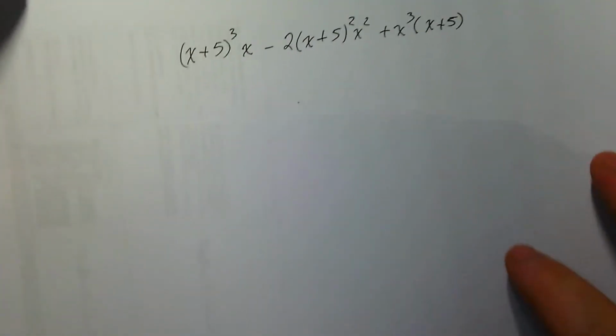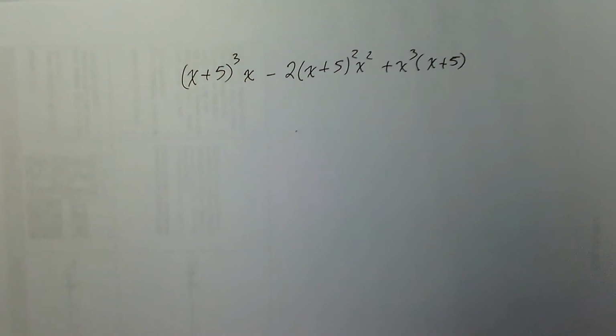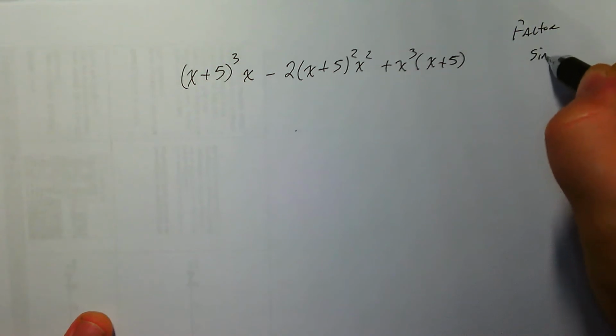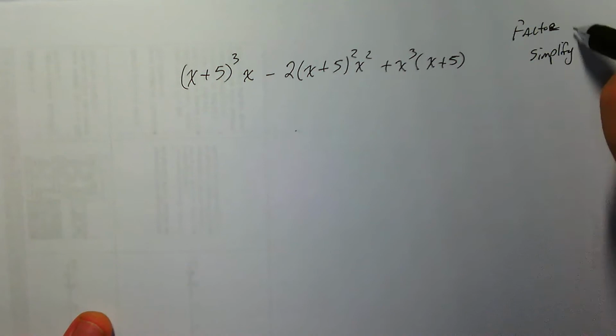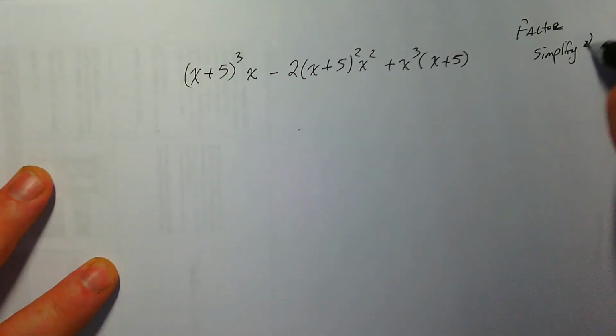Let's see here. Let's talk about this problem right here. The instructions said to factor and simplify, which is kind of a weird combination because simplify usually means to distribute and stuff like that. So I'm not really sure what is meant by this, but we'll do our best to tackle this.